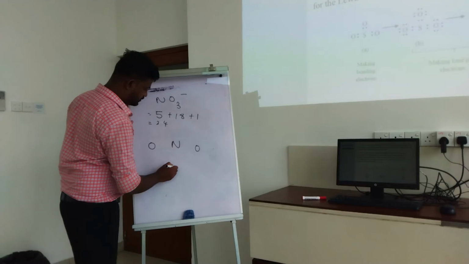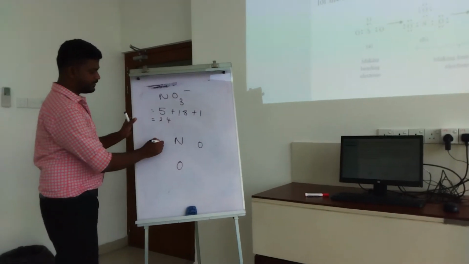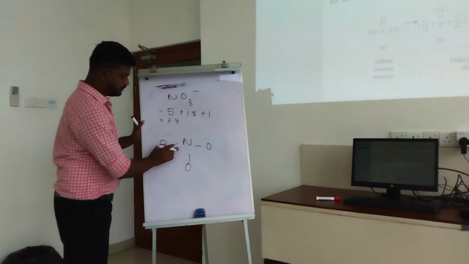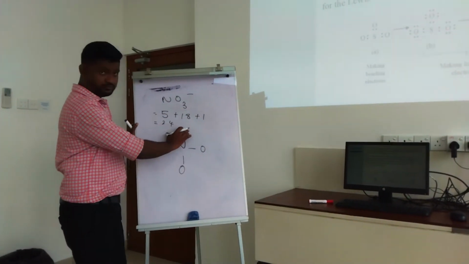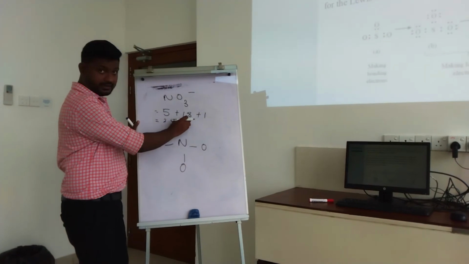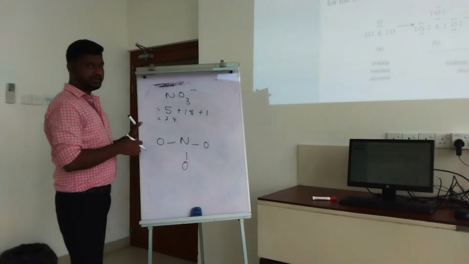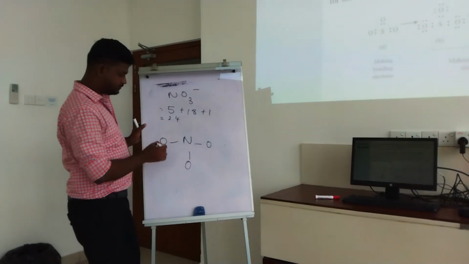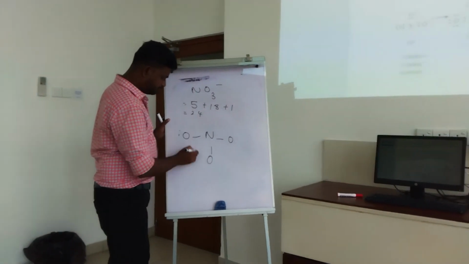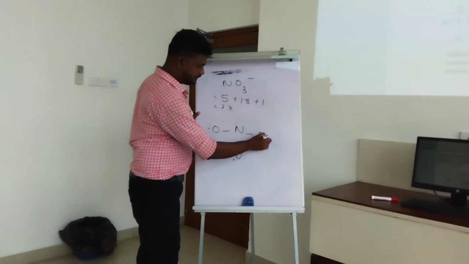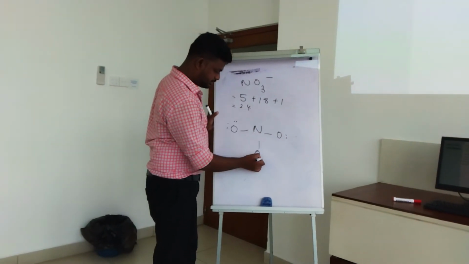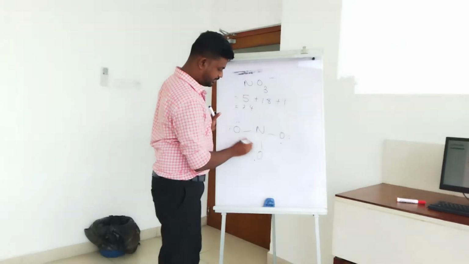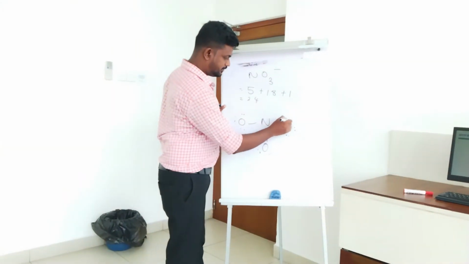First you have to put single bonds. Then you have to remove 6, so there are 18 electrons. Now we have to put 18 electrons in total, first to oxygen. 2, 4, 6, 8, 10, 12, 14, 16, 18. Now total 18 given.